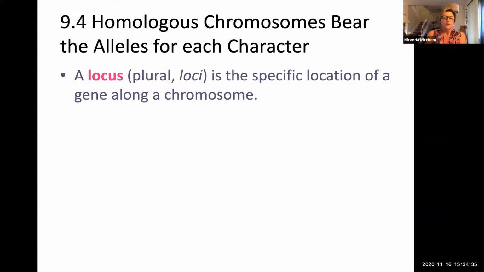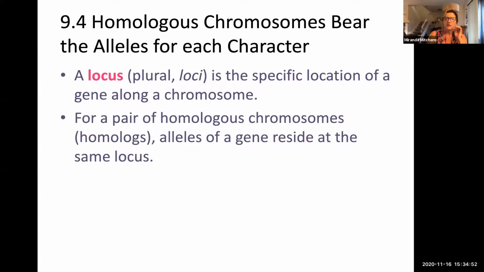So it held up. He could do this over and over again and get the same ratio every time he did the experiment the same way. So a locus, derived from the word loci or location, is the specific position of a gene on its chromosome. And each gene has its own specific locus.